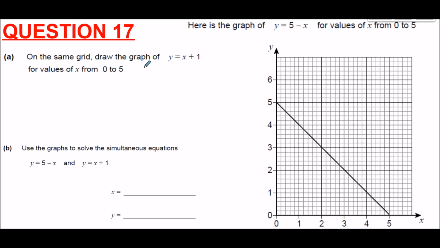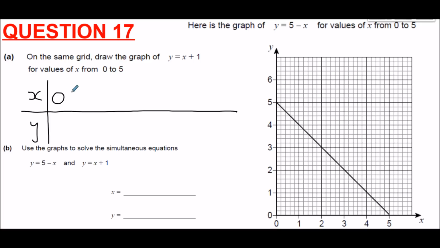Question 17. We have a graph of y equals 5 take away x for values of x from 0 to 5. It then asks us, on the same grid, to draw the graph of y equals x plus 1. So what we could do is make a table of values for x and y. It says x is ranging from 0 to 5, so we can do this step by step. X is 4, finally x is 5.